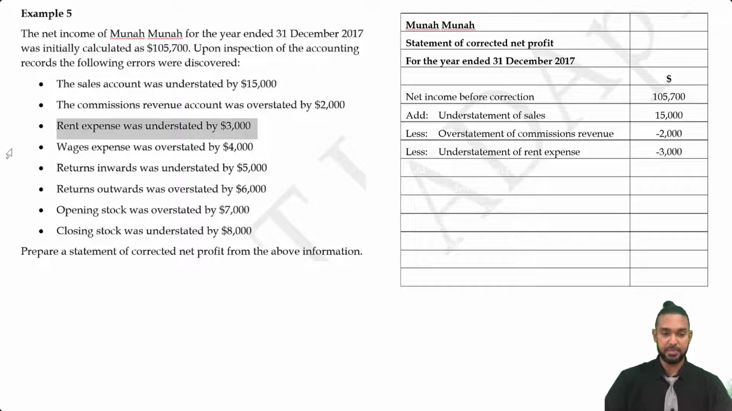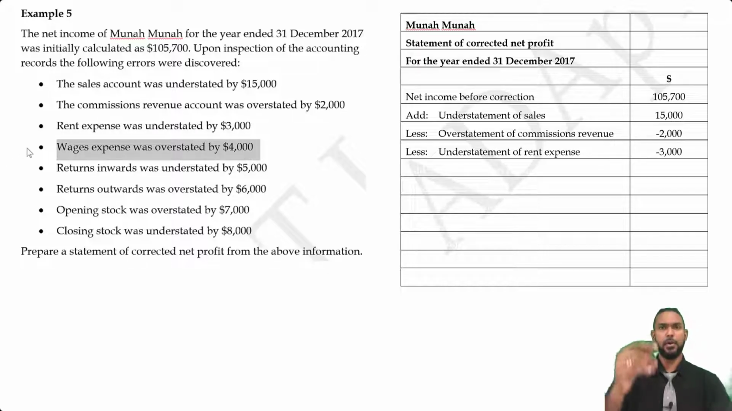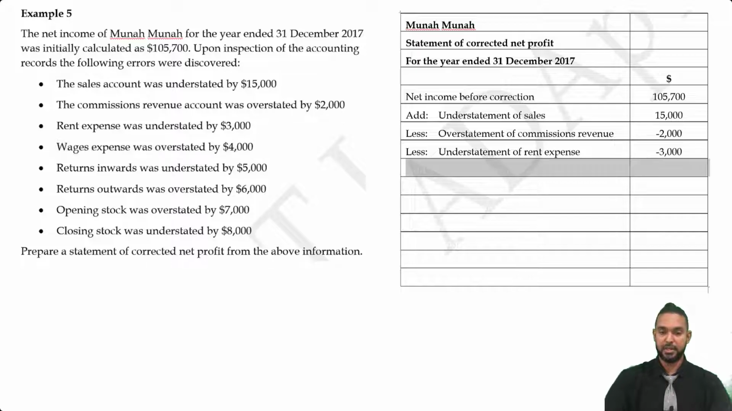Next, we have wages being overstated by 4. Overstated means it's too high. To fix it, we have to decrease it. When you decrease an expense, profit goes up. So when we go on this side now, we can add that overstated expense item to correct the net income figure.